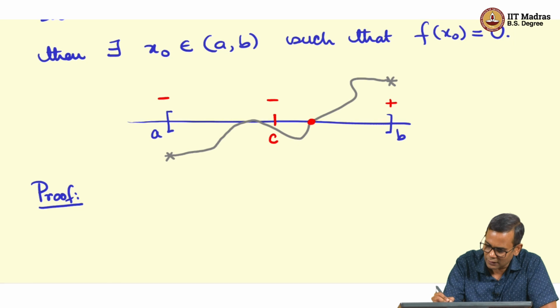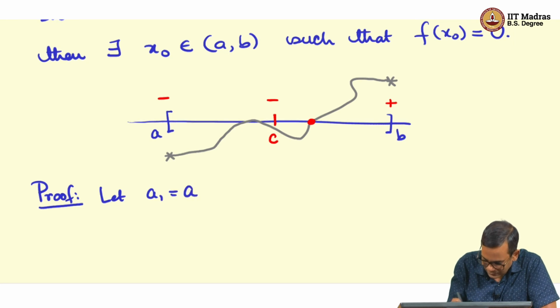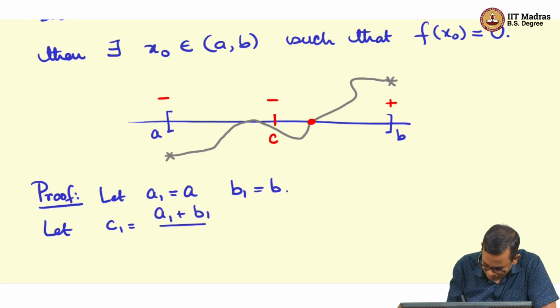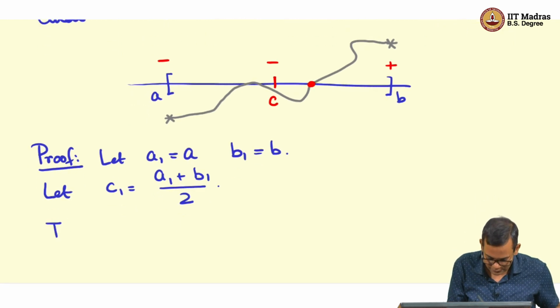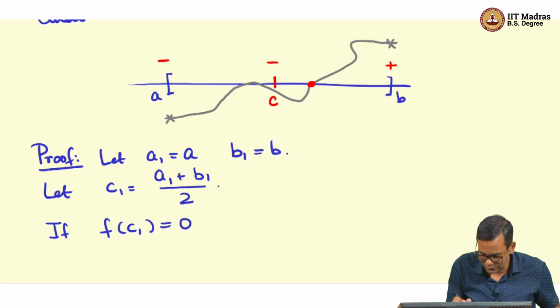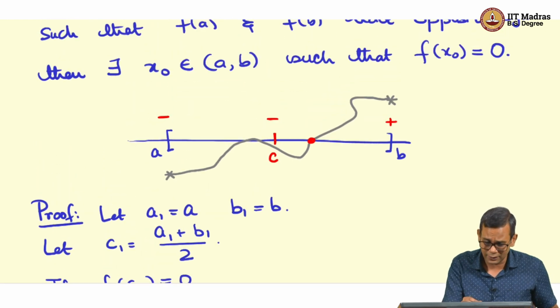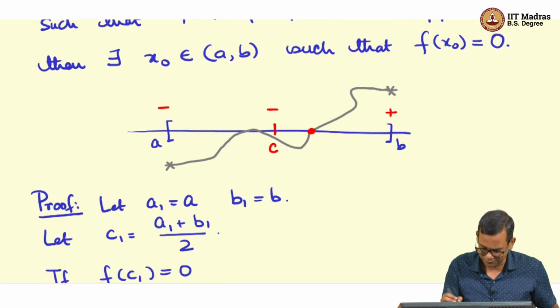So, let me just show you the first step. We will construct these sequences. Let A1 be equal to A, B1 be equal to B, and now let C1 be the midpoint, so that C1 is (A1 plus B1) by 2. Now, there are 3 possibilities. If f(C1) is equal to 0, well, then we are done. We can take x 0 to be just C1.